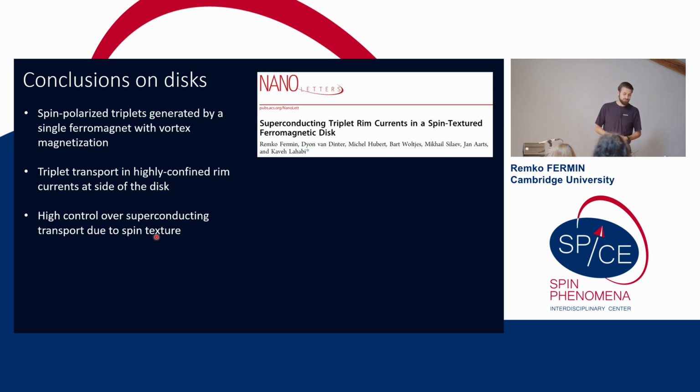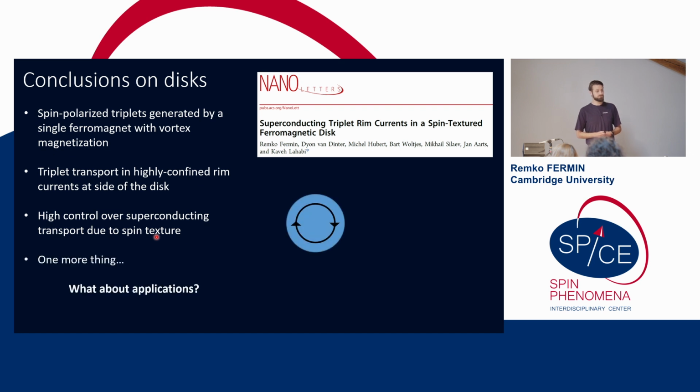All right, so that brings me to the conclusion. We can generate these long-range triplets using the vortex magnetization of a single ferromagnet, and these are highly confined along rim currents running along the edges of the device, and we have a high control over the superconducting transport using this specific spin texture.